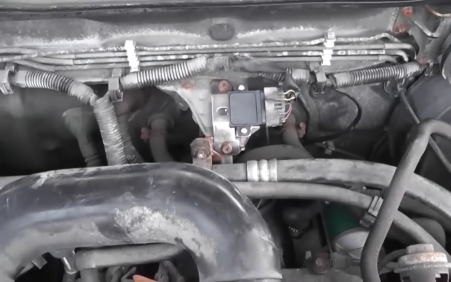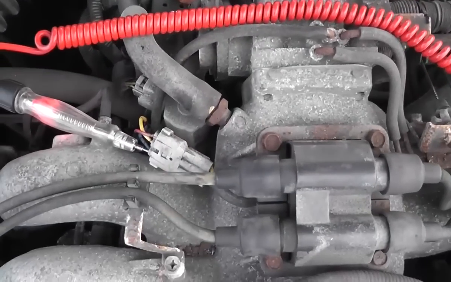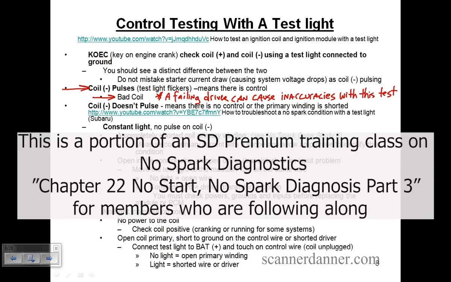And again, one more time, there is a variable to this test. It's not 100%. I wish there was an answer here that I could say, look, the test light is accurate in all circumstances, and it's not. Coil negative doesn't pulse, means there's no control. And I said to you guys, what? No control, don't put a coil in it.